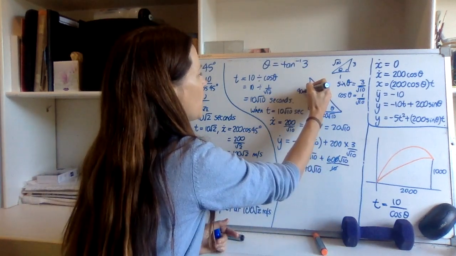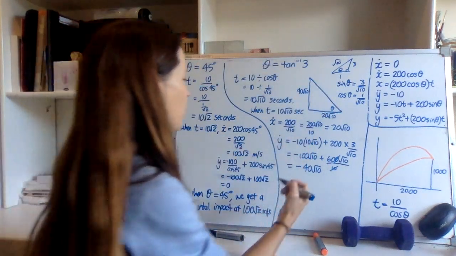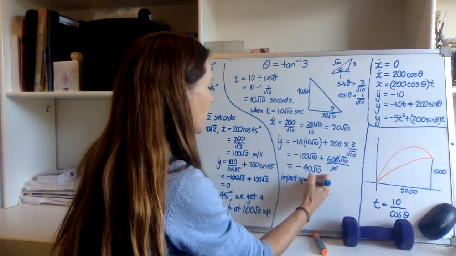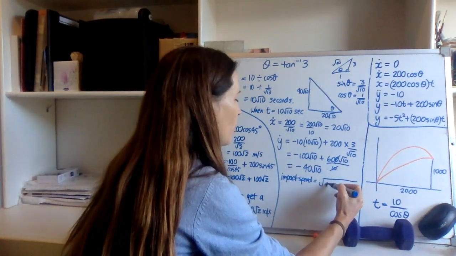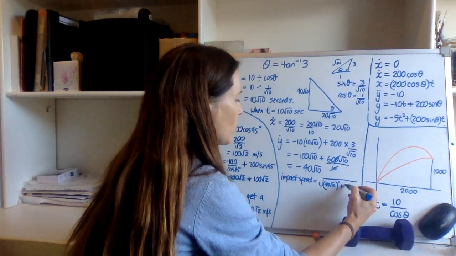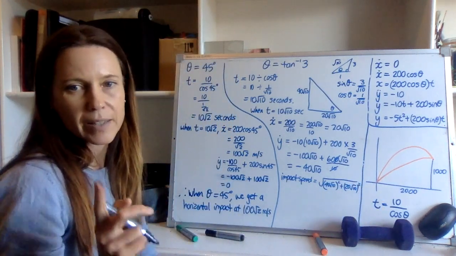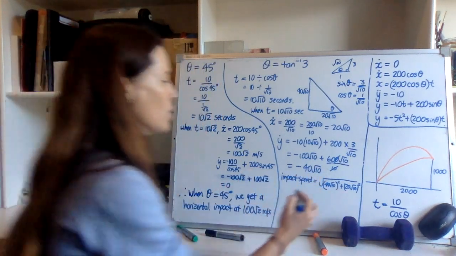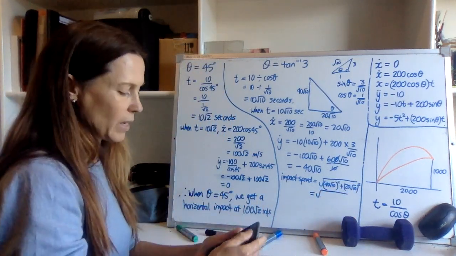Well, we can just label this 40 root 10 really, because if we're going to use Pythagoras, the fact that it's negative is not going to make any difference. So now we can see that the impact speed is going to be the square root of 40 root 10 squared plus 20 root 10 squared. Now, if we want to get this in exact form, we're going to need to just find out what 40 root 10 squared plus 20 root 10 squared is and put that inside our big square root, because that way we can keep it exact.